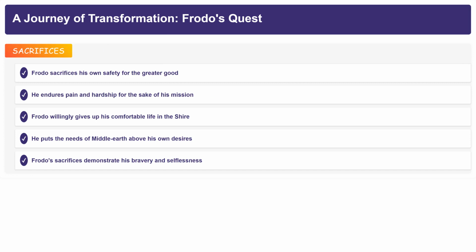Frodo Baggins makes numerous sacrifices throughout his journey. He puts the needs of others above his own safety and endures great pain and hardship for the greater good. Frodo willingly leaves behind his comfortable life in the Shire in order to fulfill his mission. His sacrifices highlight his bravery and selflessness, as he dedicates himself to the cause of saving Middle-earth.